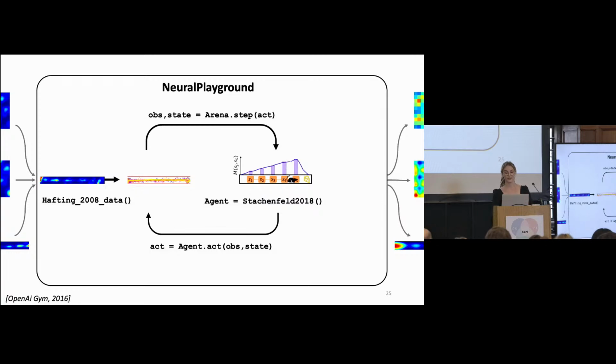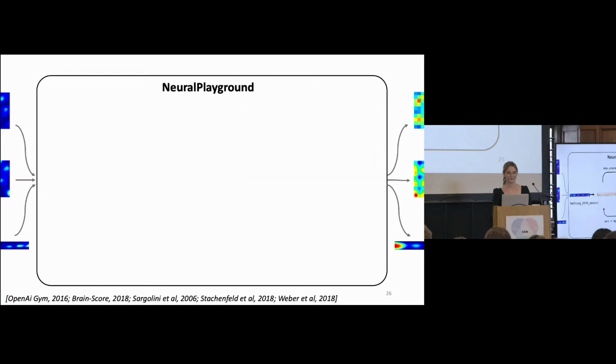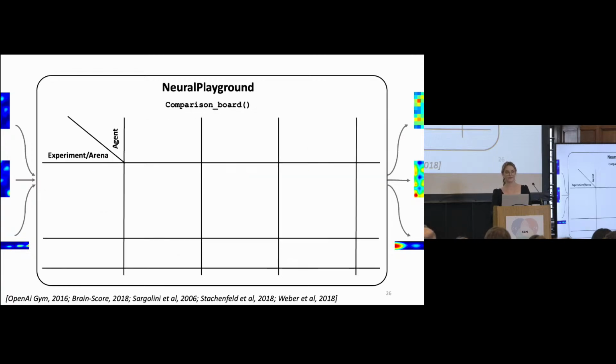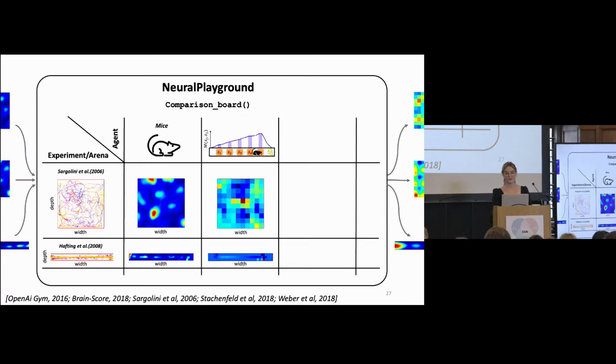And for comparison, again, we also run the Stachenfeld agent in the Hafting arena. The agent is also able to build a rate map, shown here, while navigating up and down this linear track. Thanks to the comparison board class, we can easily summarize and visualize our result. So far, we have run 2 different agents in 2 different arenas, namely the Sagolini arena and the Hafting arena. And this was done to be able to compare the neural representation of the models to the 2 corresponding experiments.